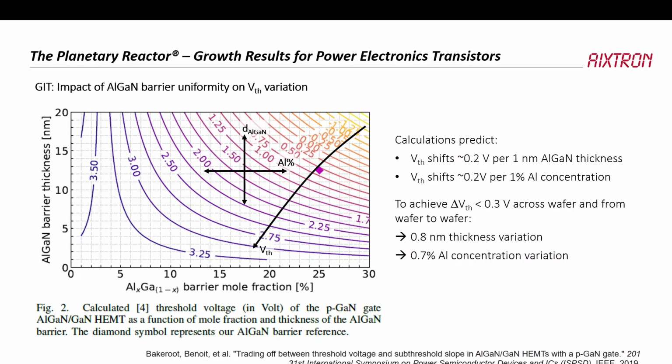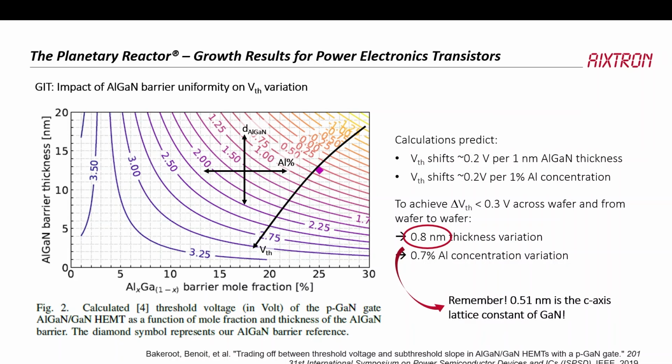So this corresponds to 0.8 nanometers thickness variation and 0.7% aluminum concentration variation if you move around in this plot. And this brings us back to the thickness measurements and the aluminum concentration measurements that I've just shown you, which basically are a prerequisite in order to achieve these specs. Because if you're floating around with your aluminum concentration or your thickness all over the place, then you will never be able to achieve this.